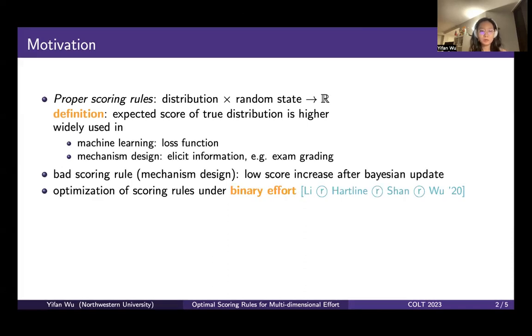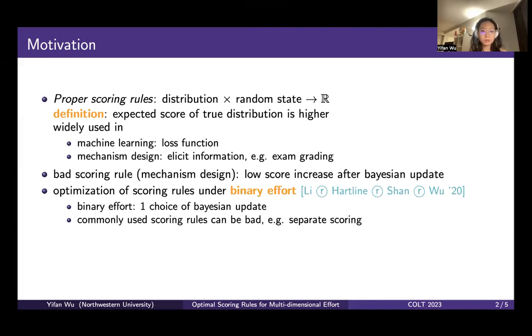Previously, we have a work that designs the optimal scoring rule under binary effort, where binary effort means the agent can only select to Bayesian update or not to Bayesian update, which is exerting effort or not. We show some commonly used scoring rules can be bad. For example, if that effort is reviewing for the exam and you have multiple assignments for the exam, a common practice is separate scoring rule, which means you have separate scores for each of the assignments, and the total score is the sum over them. We show this is bad compared to the optimal scoring rule.